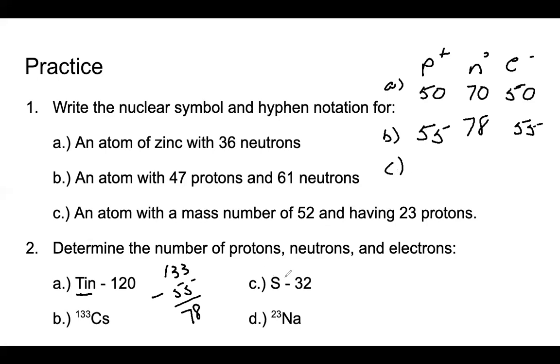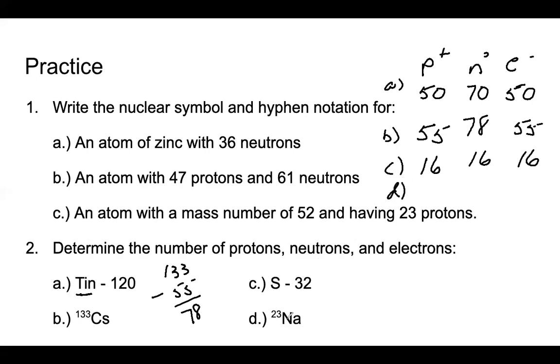For C, now this is that hybrid notation. So S is sulfur. We look on the periodic table for sulfur, and we see that its atomic number is 16. So it has 16 protons. So of course it has to have 16 electrons. And then 32 is the protons plus the neutrons. So 32 minus 16, we have 16 neutrons as well.